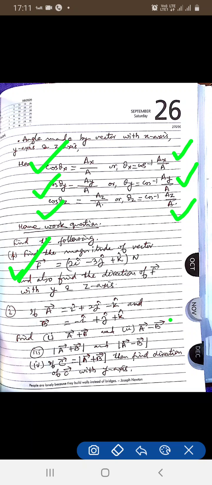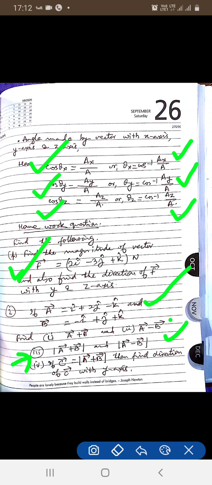Next question: if vector A is equal to i cap plus 2j cap minus k cap, and B is equal to this one, then find the sum of the two vectors, so add them. So i cap minus i cap is 0, 2j plus j is 3j cap, minus k plus k is 0, so the answer will be 3j cap. And here A minus B, the answer will be 2i cap plus j cap minus 2k cap. Also find in part 3 mod vector A plus B.